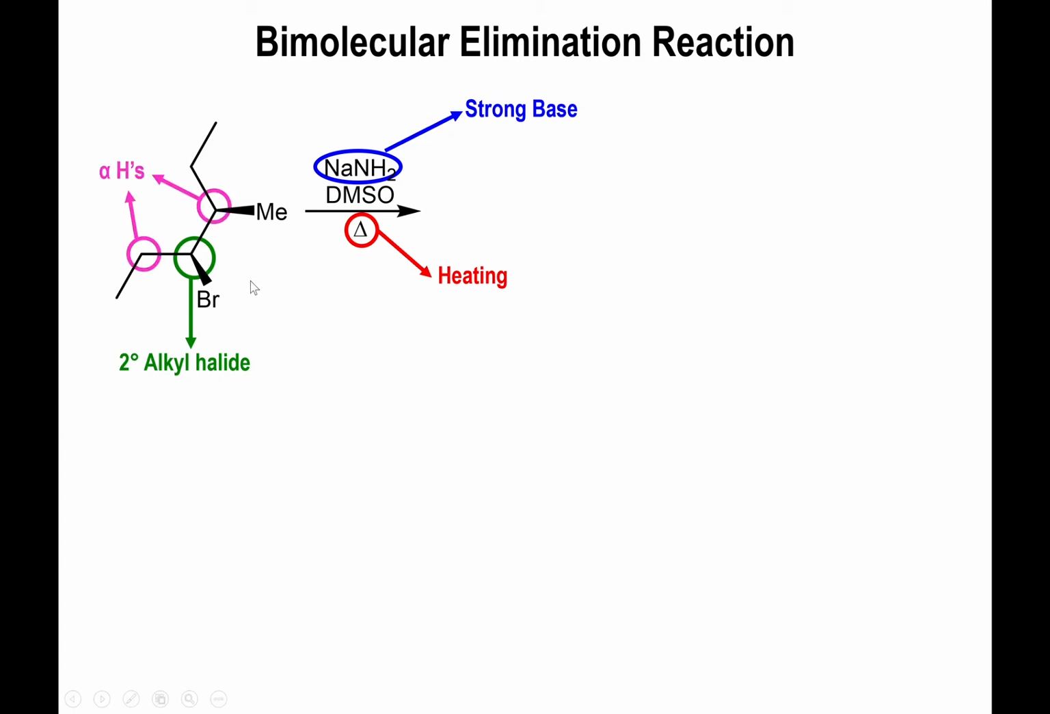And of course, the final prerequisite is that in addition to having that leaving group, you have hydrogens on the positions next door, the alpha positions or beta. It really depends how you want to look at it. In the PowerPoint, I'm going to refer to them as alphas.